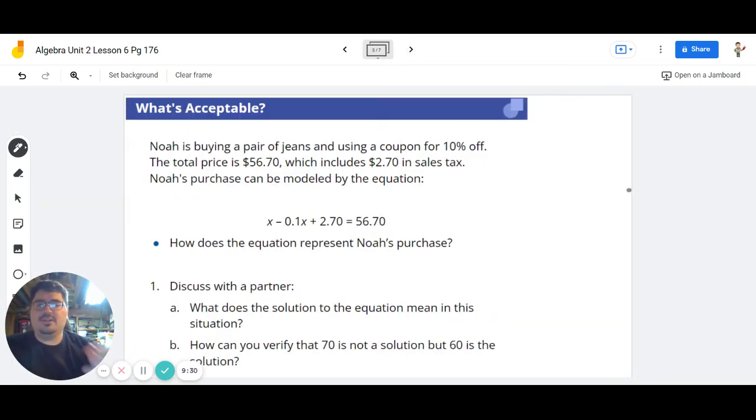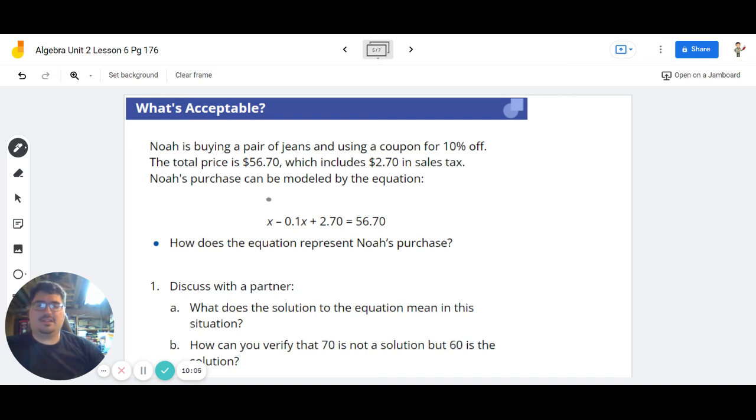Next, Noah is buying a pair of jeans and using a coupon for 10% off. The total price is $56.70, which includes a $2.70 sales tax. Noah's purchase can be modeled by this equation. Well, X is the original cost of the jeans minus 10% or 0.1 times X plus $2.70 equals $56.70. How does the equation represent Noah's purchase? Well, that's going to be a good question for us.